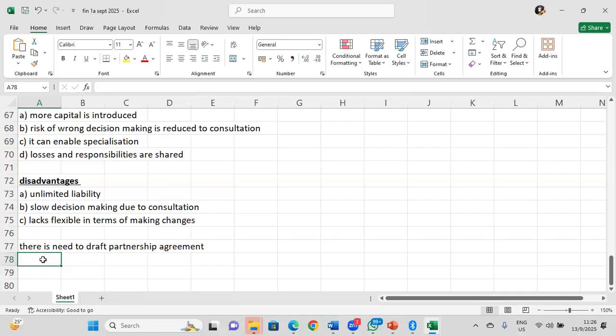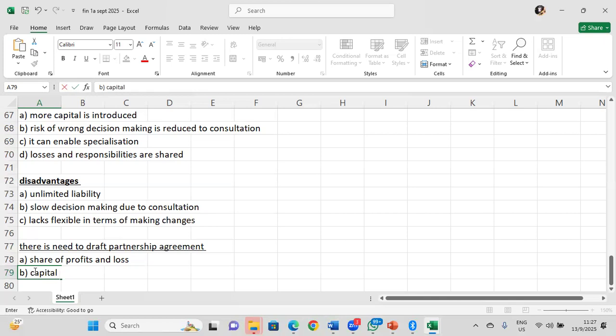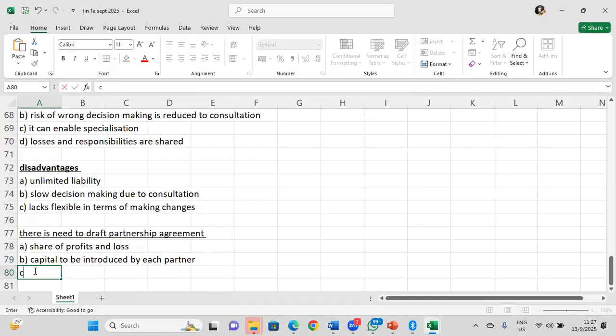It will tell us the terms and conditions of the partnership. So we are entering into the partnership under what terms and conditions? The partnership agreement can tell us how we are going to share profits, so it will tell us the share of profits and losses. The agreement should further talk about the capital to be introduced by each partner.